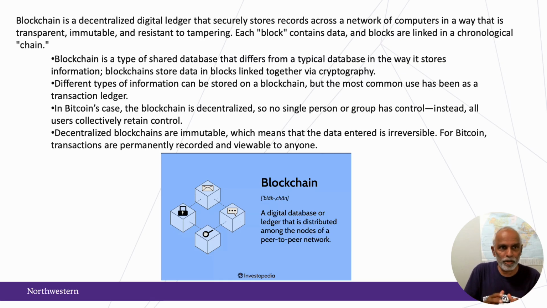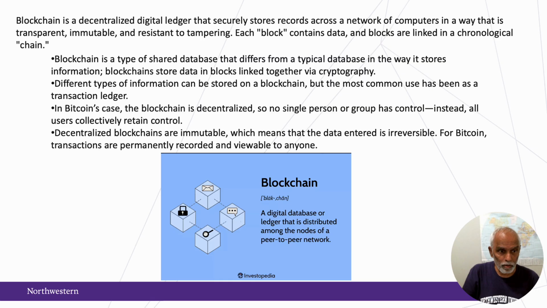Different types of information can be stored on a blockchain, but the most common use has been as a transaction ledger: who sends to whom, what amount of money, and so on. In Bitcoin's case, the blockchain is decentralized, and so no single person or group has control. Instead, all users collectively retain control. It's a very interesting concept, right? Decentralized blockchains are immutable, which means that the data entered is irreversible. For Bitcoin, transactions are permanently recorded and viewable by anyone.